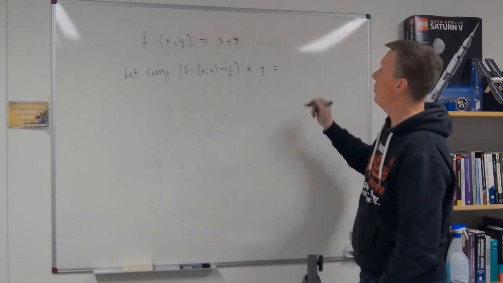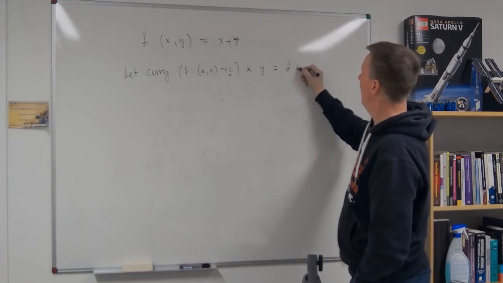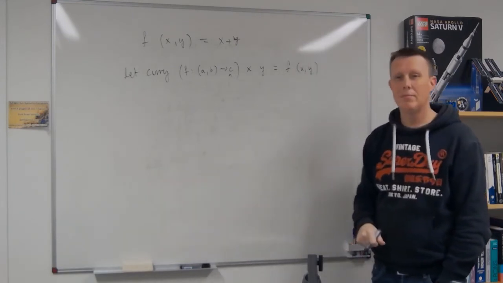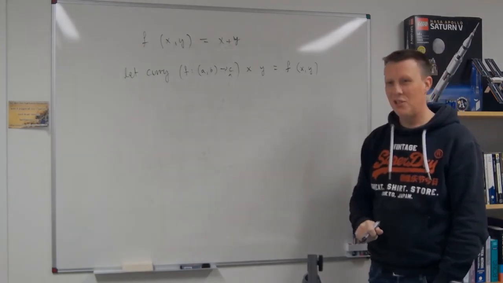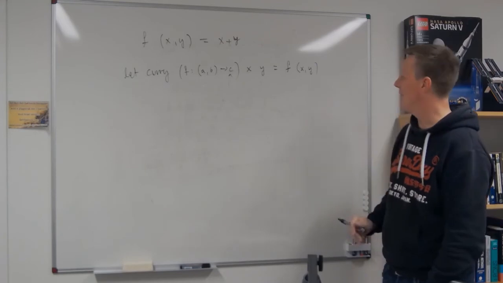So how would this look like? Well, it would look like this: f, x, comma, y, and that's it. We're done. That is shockingly simple. How does this work?